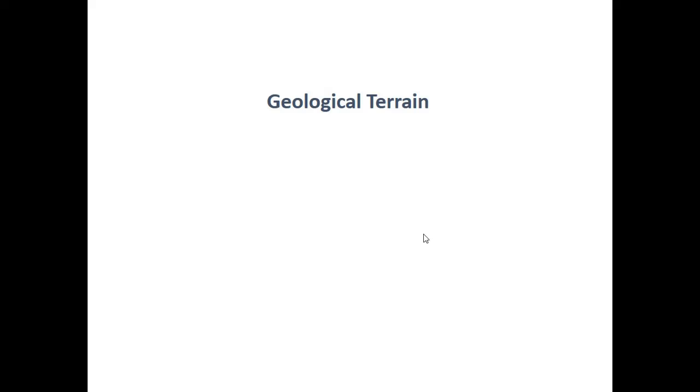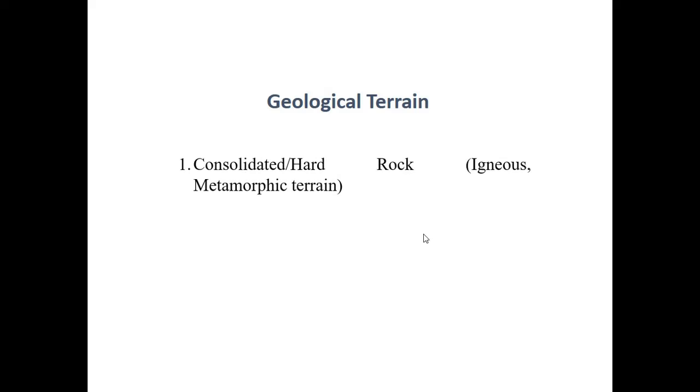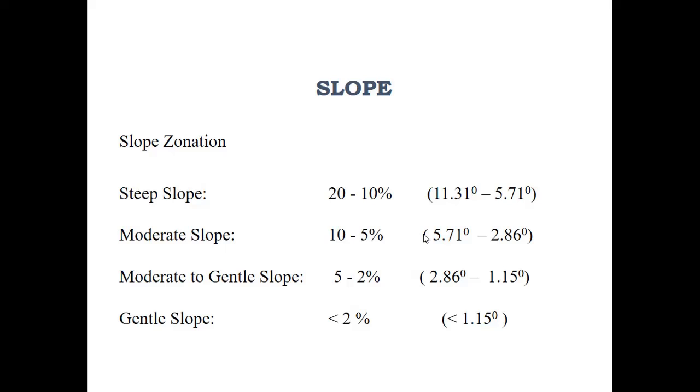How should the geological terrain be for artificial recharge techniques? What are all the techniques which are viable in hard rock areas like igneous and metamorphic terrain, and in unconsolidated areas or soft rock, or in alluvium? What is the slope zonation we have to use in different types of sites? Steep slope, moderate slope, gentle slope, or moderate to gentle slope.